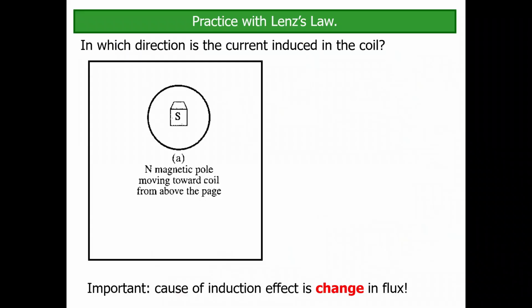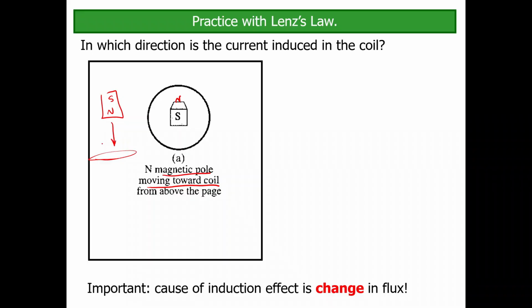So we're going to look at the first one. We have to look at this situation. This one says we have a north magnetic pole moving towards the coil from above the page. So picture that your eyes are looking down at the magnet. The north side of the magnet is down there, and your eyes are at the south side, because the north side is into the coil. Picture kind of like a side view: your north is here, your south is up here, and it's moving down towards the coil.